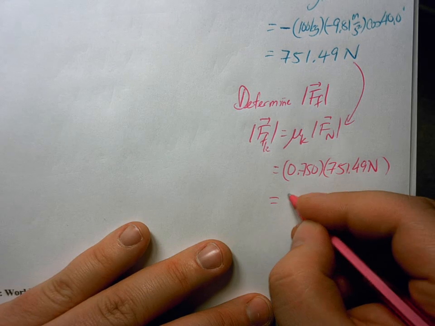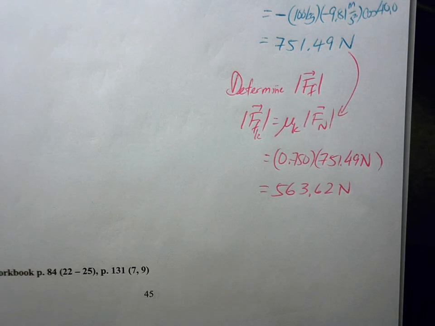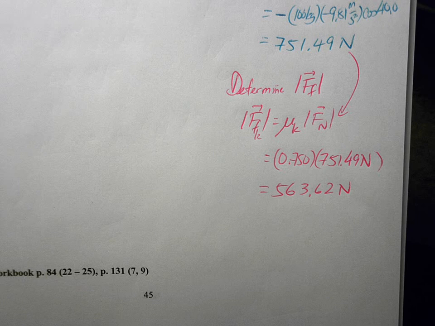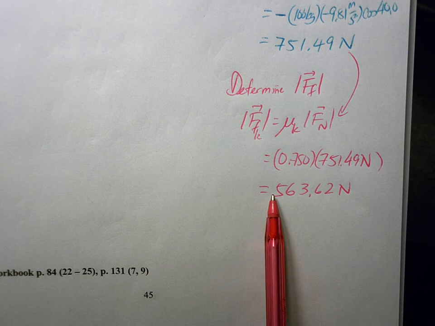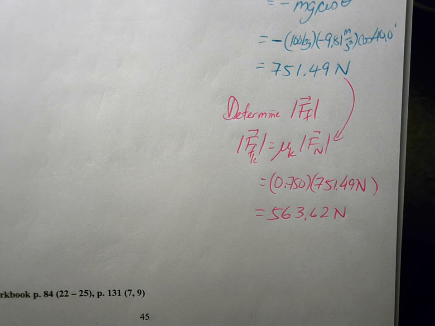So we're going to get about 563.62 newtons. Again, we're not worrying about significant digits for now. Here's where the issue comes in. This is always going to give us a positive number because we're dealing with magnitudes. This is one of those cases where you have to be mindful of sign conventions and really pay close attention to your free body diagram.